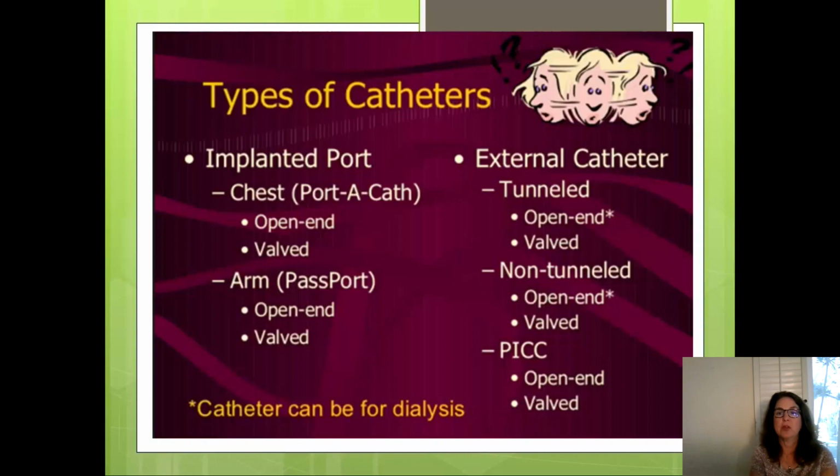Now, types of catheters. More overview. There's the implanted port with chest portacath. It can be open-ended or valved. That would be the Groshong or not. There's arm ports, open-ended or valved. And you can see the external catheters as the tunneled, open-ended or valved, non-tunneled, open-ended or valved, and the PICC can be open-ended or valved. So each of these catheters can be either type, and some of them can be used for dialysis.